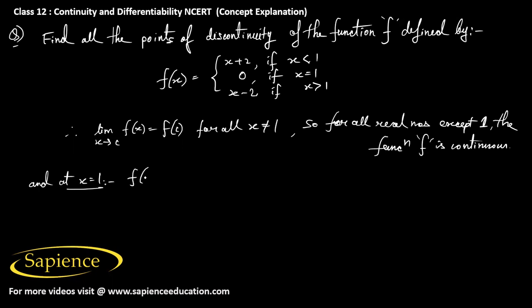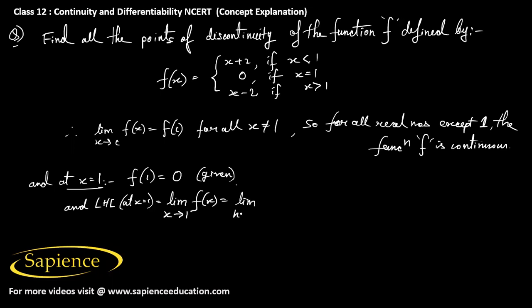Now f of 1 is equal to 0, that is given. The left hand limit at x equal to 1 is the limit as x tends to 1 minus of f of x, which is the limit as h tends to 0 of f of 1 minus h. That is slightly less than 1, so we use the function x plus 2. So this will be the limit as h tends to 0 of 1 minus h plus 2, since we put x as 1 minus h. If we put h equal to 0, that comes to 3.